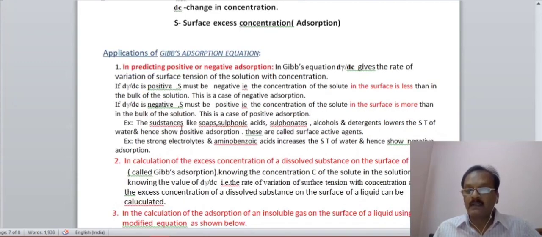For example, substances like soaps, sulfonic acids, sulfonates, alcohols, and detergents lower the surface tension of water, hence show positive adsorption, and these are called surface active agents. This means we can find out whether reagents are surface active or not. For example, soap shows its surface effect in cleaning clothes. And second, strong electrolytes and amino benzoic acids increase the surface tension of water and hence show negative adsorption. The first application is thus predicting positive or negative adsorption with the help of the Gibbs equation.